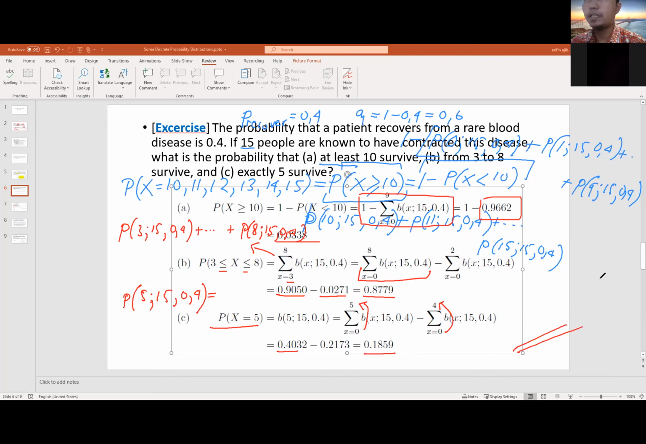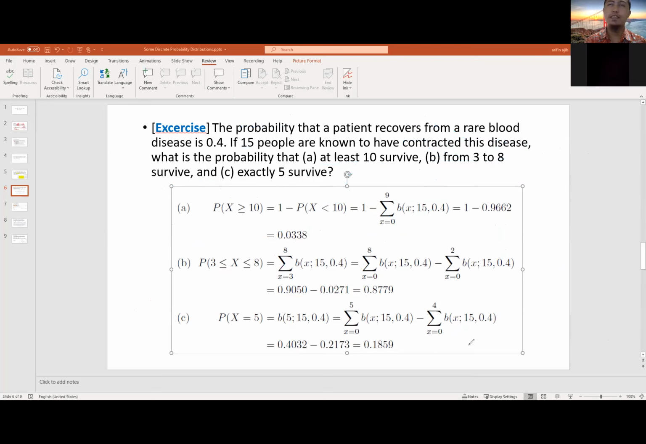I already explained. Anyway, any questions? Sir, I still don't understand the notation, like B, how to read the notation of it, like B(x; 15, 0.4). Okay, very good question. Actually, we have not introduced this kind of notation. I'm sorry, because I will summarize at the end.